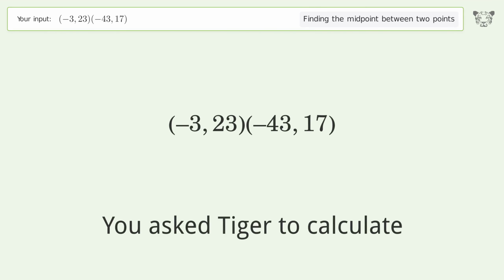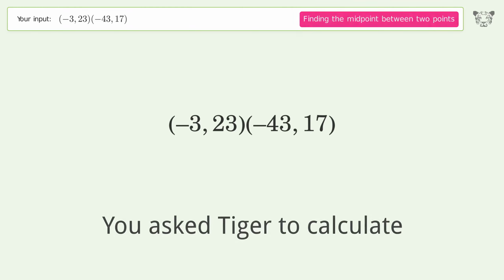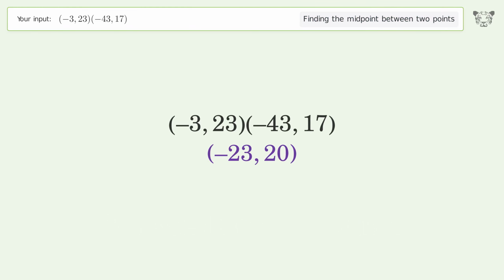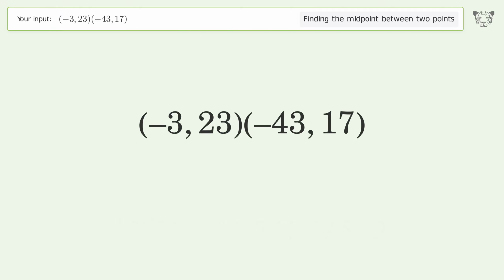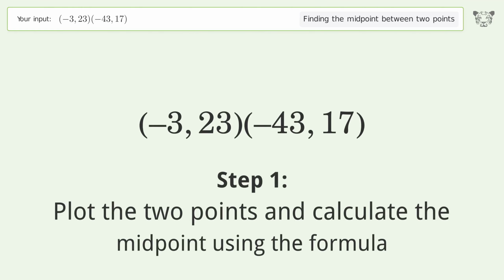You ask Tiger to calculate. This deals with finding the midpoint between 2 points. The midpoint between the 2 points is negative 23, 20. Let's solve it step by step. Plot the 2 points and calculate the midpoint using the formula.